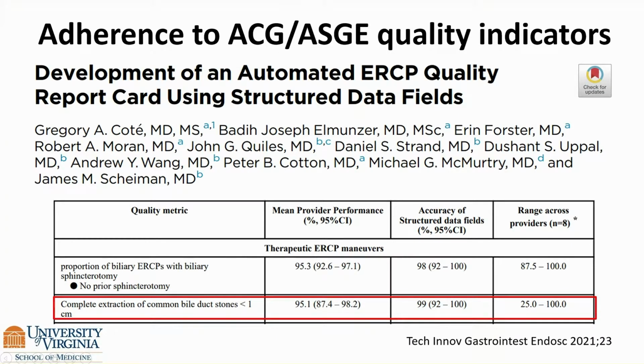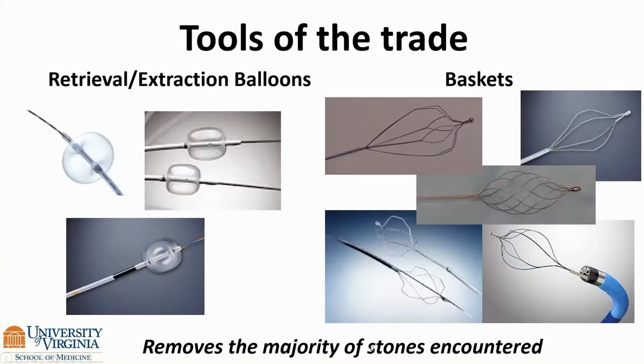This was a study that was led by Greg Cote and Jim Scheinman that we participated in. And using structured data fields in our EndoWriter, so mandated data collection. This is data from MUSC and UVA, where over 1,000 patients were included in almost a year's worth of procedures. And we found that in our hands, in 2 tertiary care endoscopy units, the rate of complete extraction of common bile duct stones less than 1 centimeter was about 95%. So in our setting, this was in keeping with the established parameters in the recommendations.